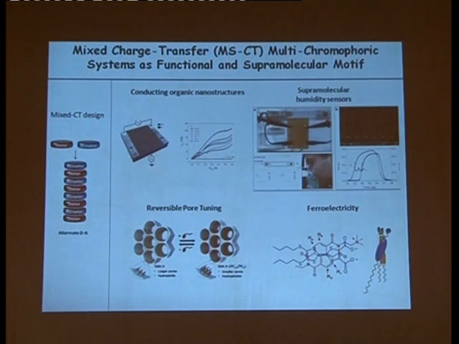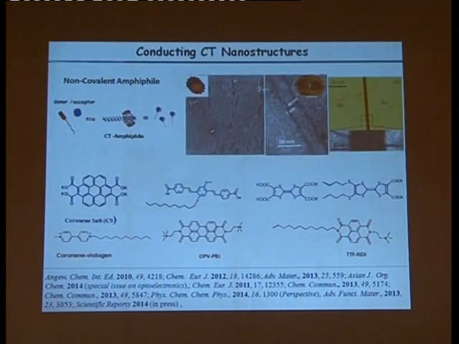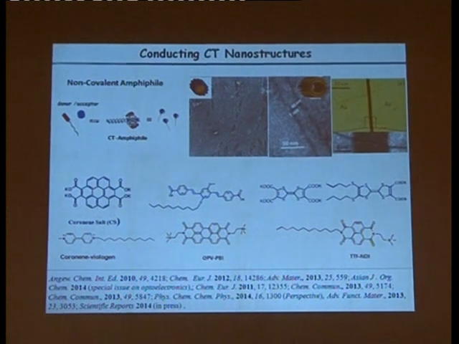So let us see how we make this kind of donor acceptor nanostructure. We have come up with a very simple non-covalent amphiphilic approach. This is nothing but, if you take a donor and acceptor and synthesize them in such a way that when they form a face-to-face charge transfer complex, it structurally resembles a surfactant, and you put it into any solvent, it should immediately self-assemble, especially in a polar solvent. And you should get 1D nanostructures with a perfectly alternating donor acceptor arrangement. That was the simple idea.